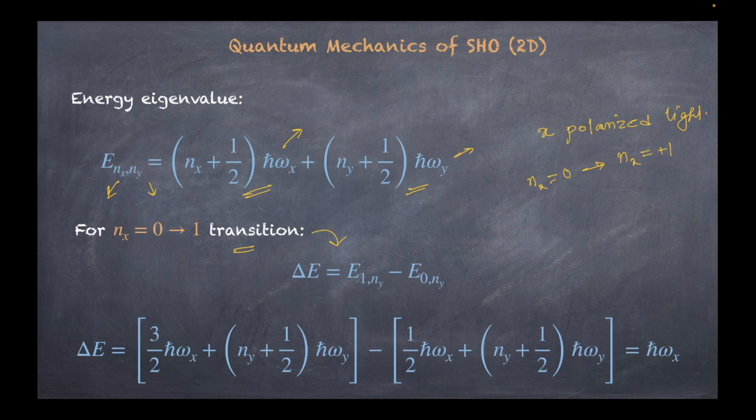So now let's put in all these values for E(1, ny) and E(0, ny). So 3/2 h bar omega x plus (ny plus half) h bar omega y, minus half of h bar omega x plus (ny plus half) h bar omega y. Now these two terms will cancel each other. So the delta E for this transition will be equal to just h bar omega x.